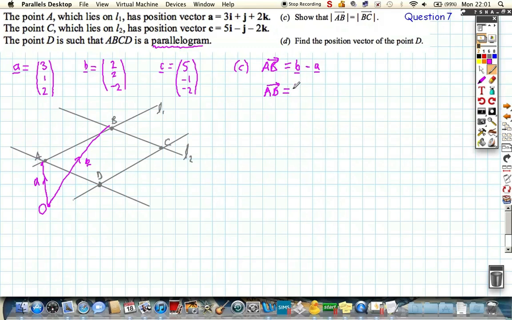So to get from 3 to 2, you've got to go down 1. To get from 1 to 2, and it's important about the direction here, not from B to A, from A to B, you've got to go up by 1. And to get from 2 to minus 2, you've got to go down 4. So our vector A to B is minus 1, 1, minus 4. That tells us that the magnitude of this vector is equal to triple Pythagoras: minus 1 squared plus 1 squared plus minus 4 squared, which is equal to 18. This is equal to root 18.